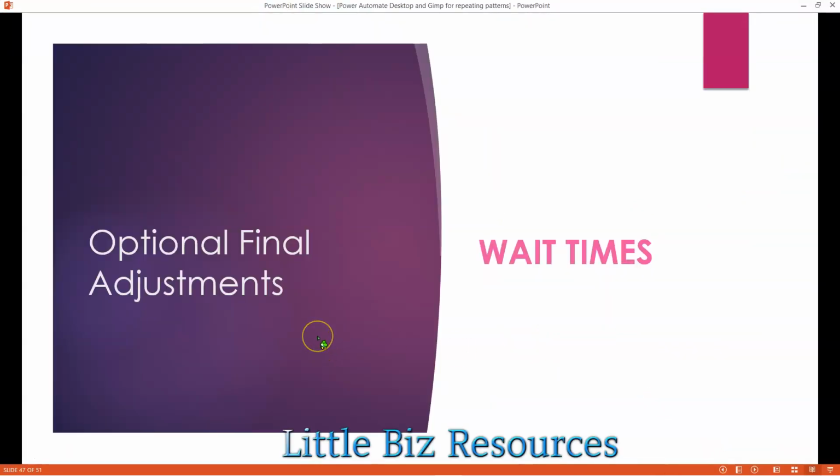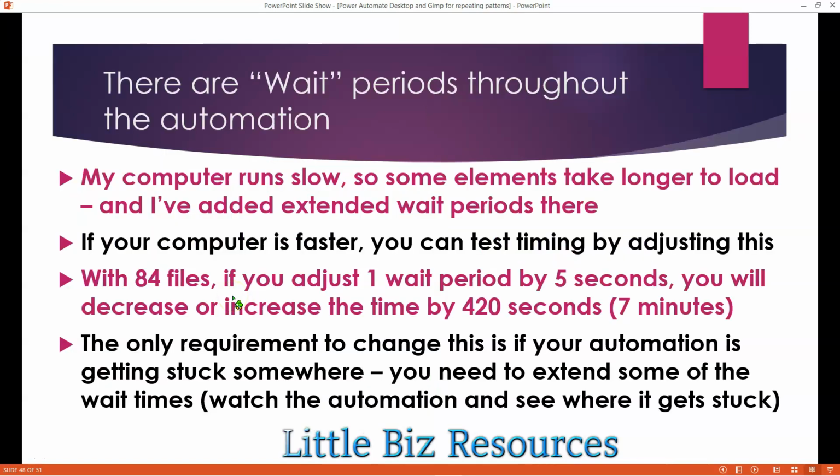Wait times. Now, this is an optional final adjustment. There are wait periods throughout the automation. Again, my computer runs slow, so some elements take longer to load, and I've added extended wait periods there. If your computer is faster, you can test timing by adjusting this. With 84 files, if you adjust one wait period by 5 seconds, you will decrease or increase the time by 420 seconds, or 7 minutes.